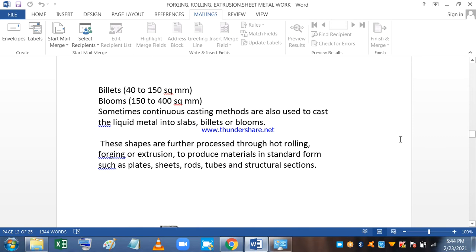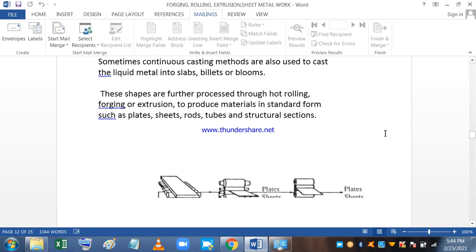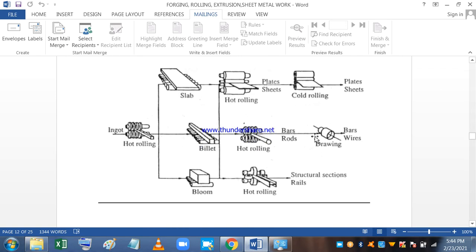These shapes are further processed through hot rolling, forging or extrusion to produce materials in standard form such as plates, sheets, rods, tubes and structural sections. You can see in this picture that in hot rolling the ingot slab is rolled and they are actually producing steels and plates, and at the final stage through cold rolling thin sheets are produced. Billets, which has got a little smaller section than bloom, are transformed into bars and rods, and blooms, which has got the largest cross-sectional area, are transformed into structural sections like angles, channels, beams and rails.